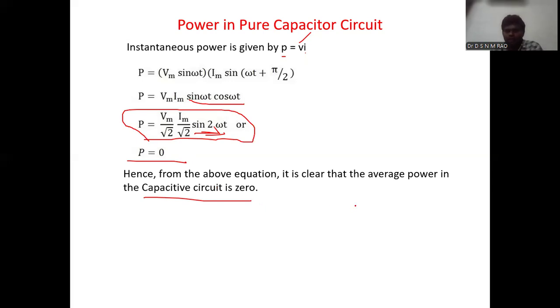In this way we can derive the power signal and current signal when a pure capacitor is excited by an AC signal with reference signal V equals Vm sin omega t. In the next lecture we will see what impedance and admittance are, and pure series RC, series RL and series RLC circuits excited by AC supplies.